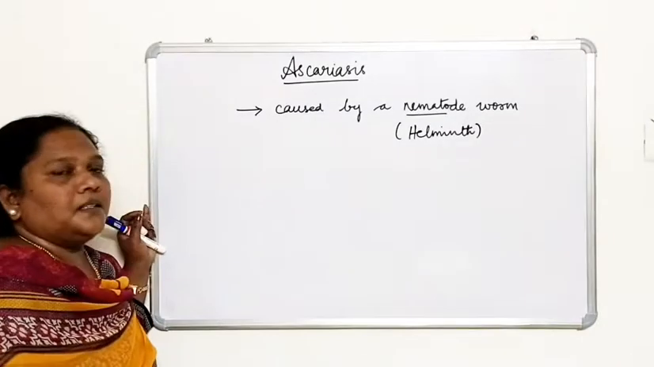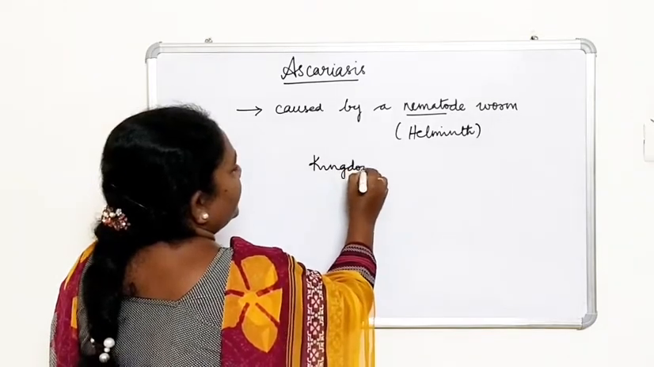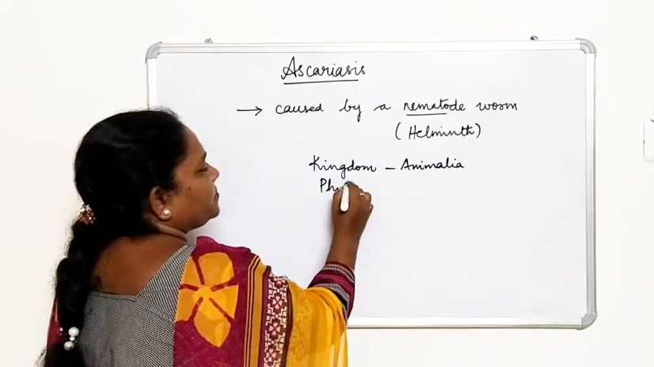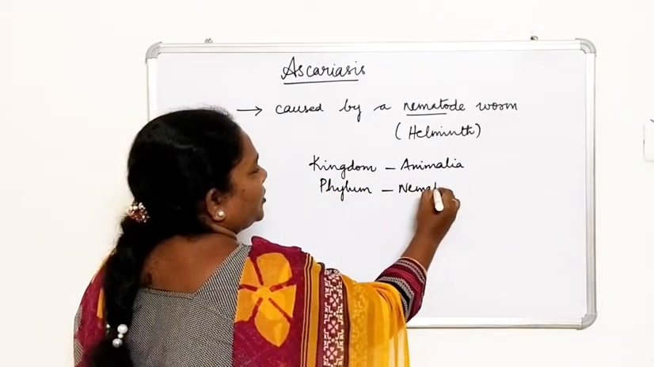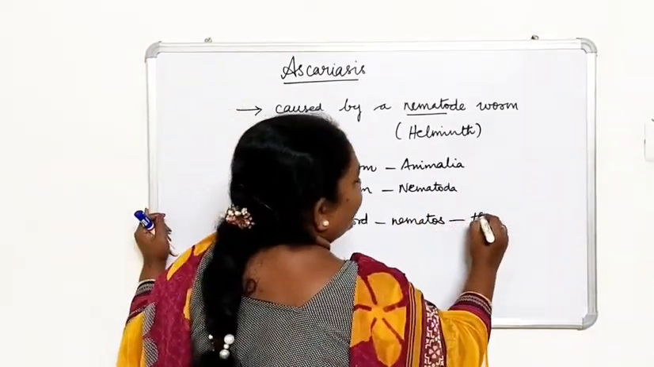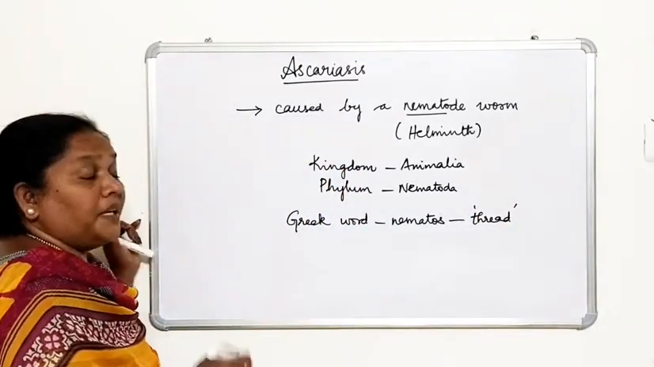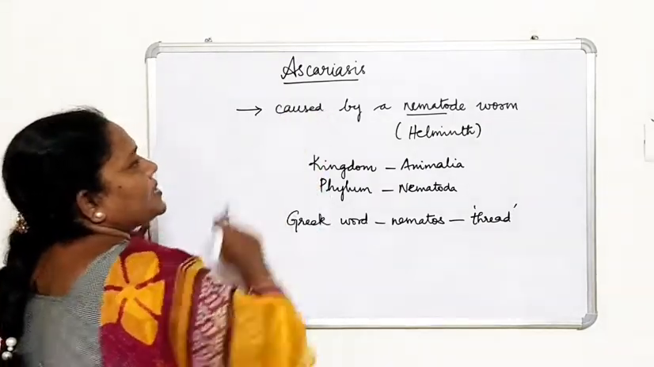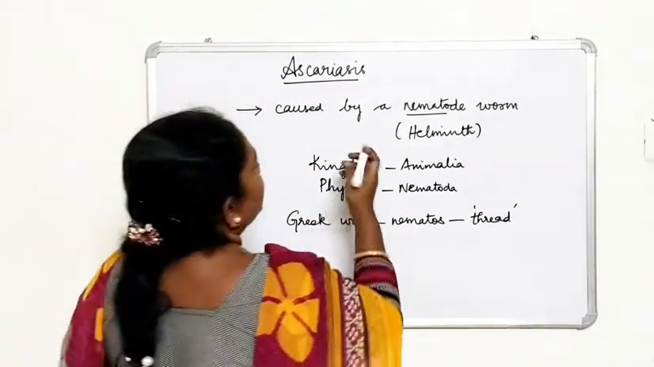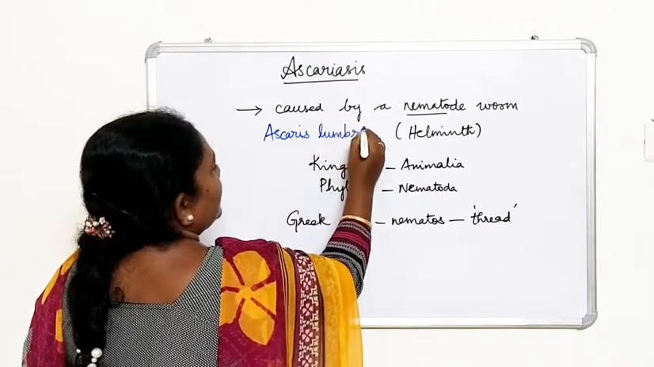It is a small intestinal worm, and it belongs to the kingdom Animalia and the phylum Nematoda. Nematos meaning thread-like. So this is a small intestinal worm. It mainly infects humans and causes the disease called Ascariasis. So what is this nematode worm? This nematode worm is Ascaris lumbricoides.